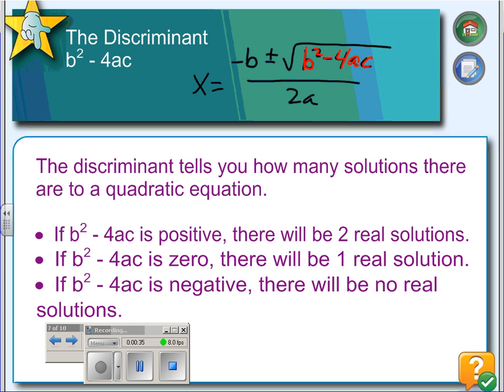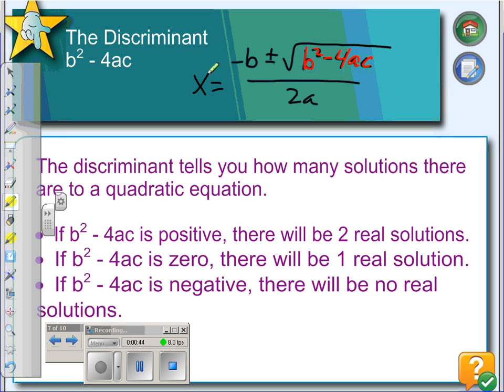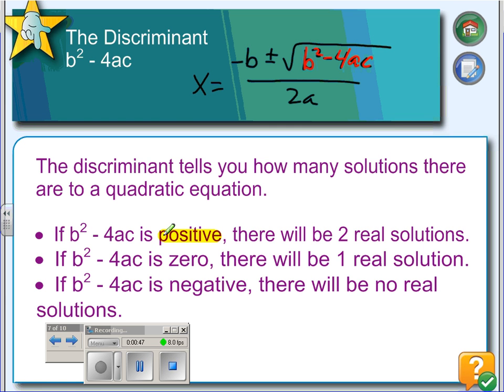So if you look at the value of that part of the equation only, it will tell you how many solutions. If you find out that the discriminant turns out to be a positive number, there will be 2 real solutions. If the discriminant equals 0, there will be 1 solution, which we saw in one of our problems earlier. And if the discriminant is negative, there will be no real solutions. And the key here is real, because there are still solutions, they're just not real.